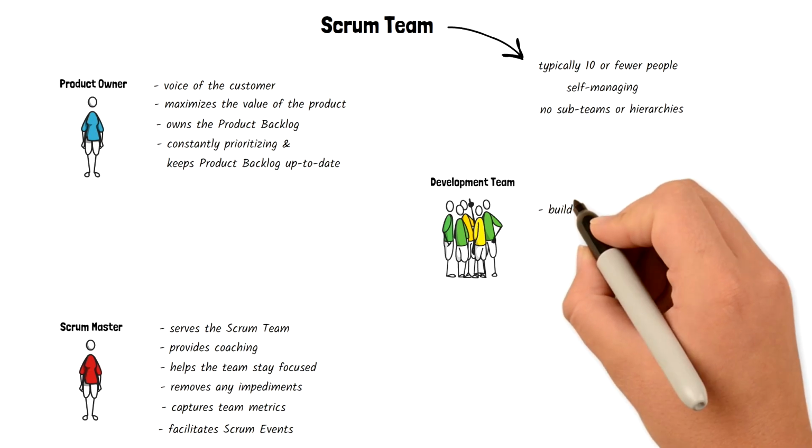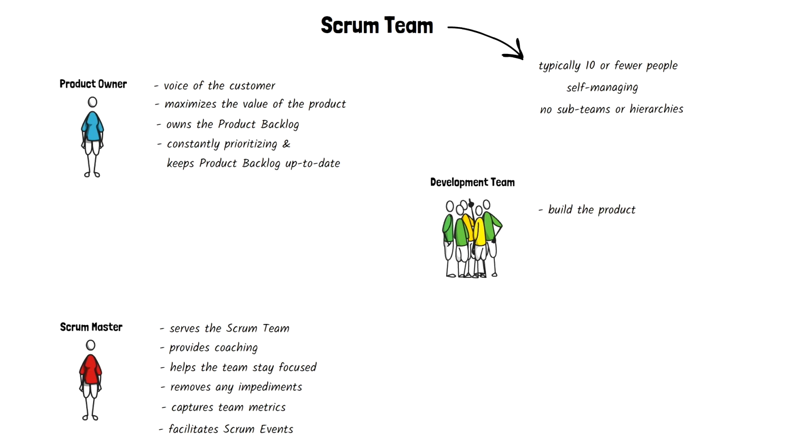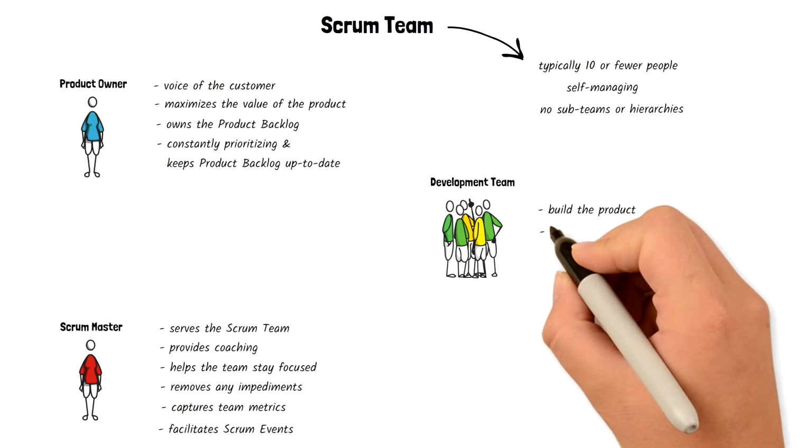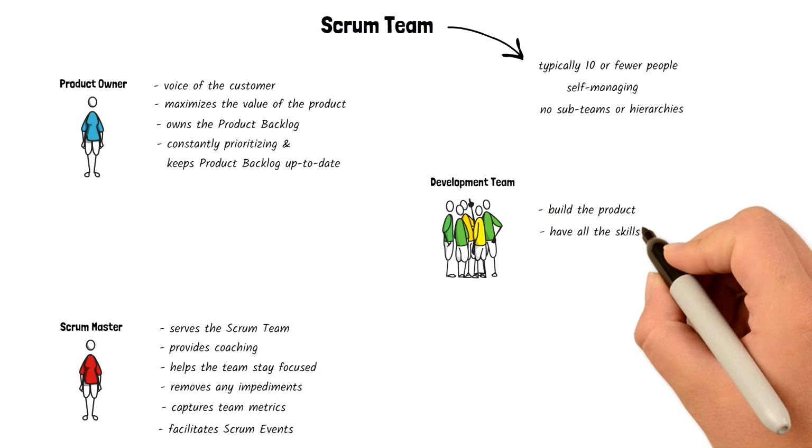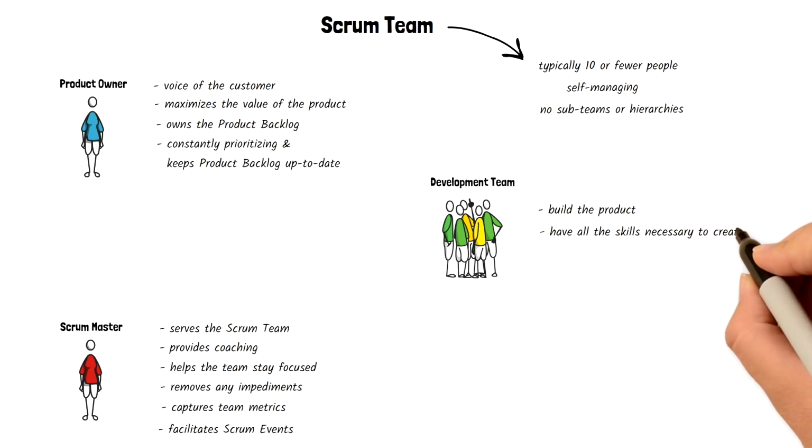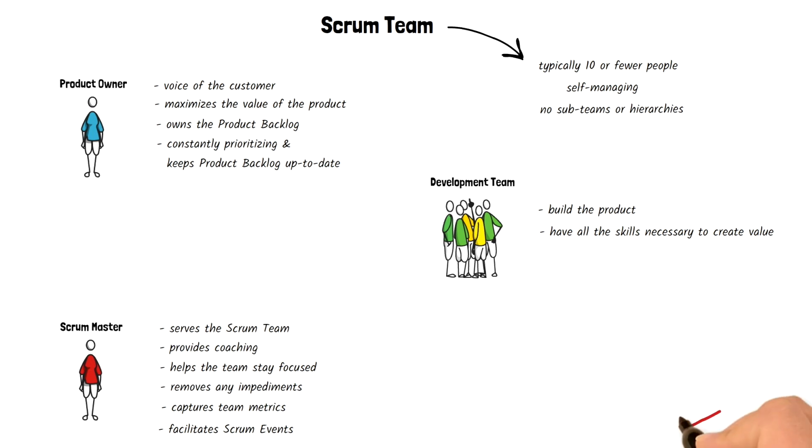The development team are the people that are building the product. In the world of digital products, the development team could be composed of designers, software developers, data engineers, quality assurance engineers, and anyone else that's needed to build a digital product. The team should have all the skills necessary to create value each sprint.